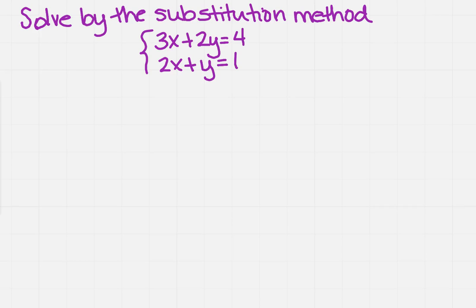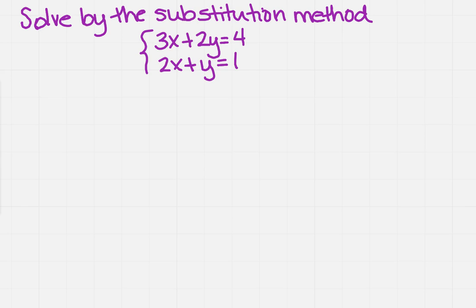We want to solve the following system of equations by the substitution method. If you remember correctly, the substitution method means that we have to solve one of our equations for x or for y and then plug it into the other equation. So what you want to look for is if there's anything among the x's and y's that already has a coefficient of 1.